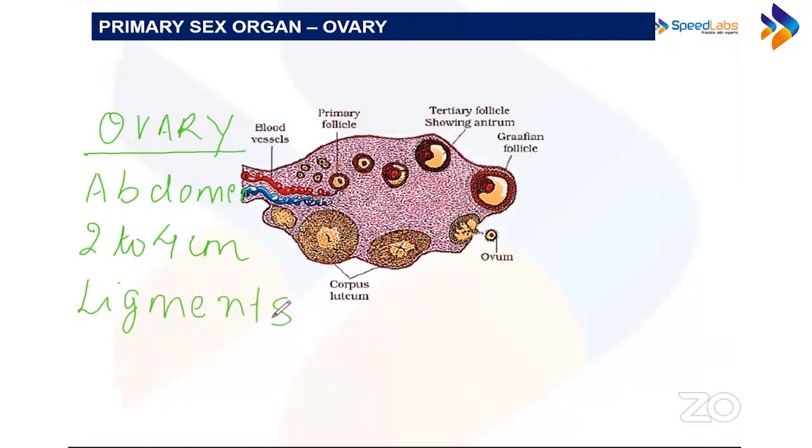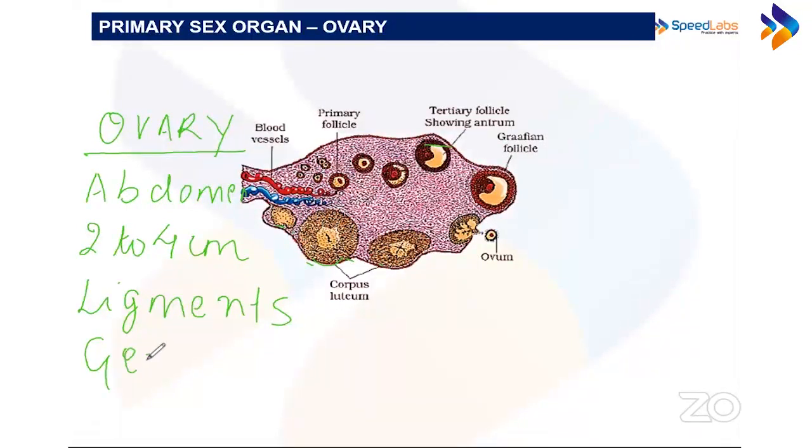ठीक है. And every ovary is covered by an epithelium. What is that epithelium called? देखो हर एक ovary के पास एक lining है, एक epithelial lining है. What is that lining called? That lining is called germinal epithelium. इस lining को क्या बोलते हैं? Germinal epithelium.